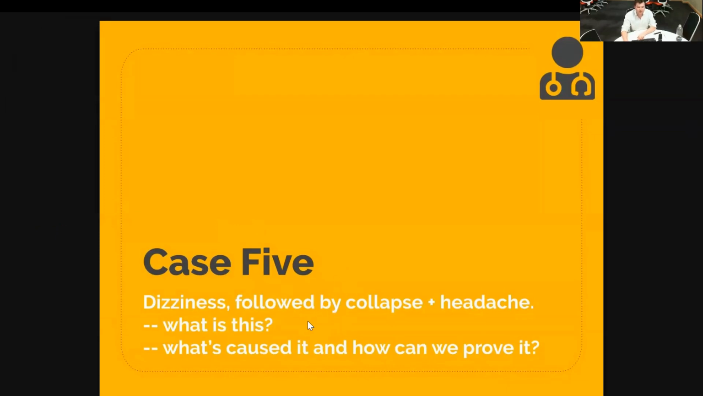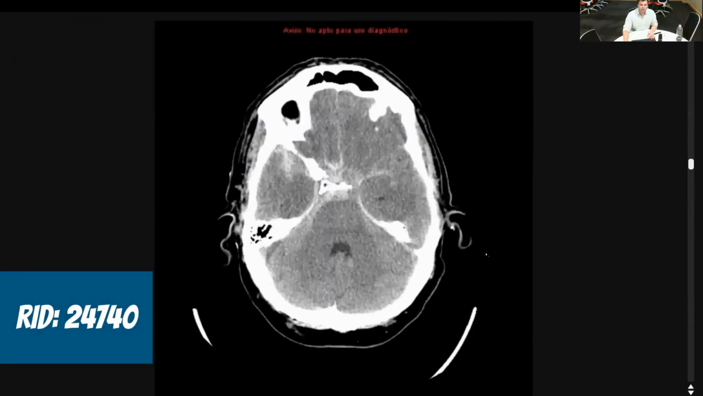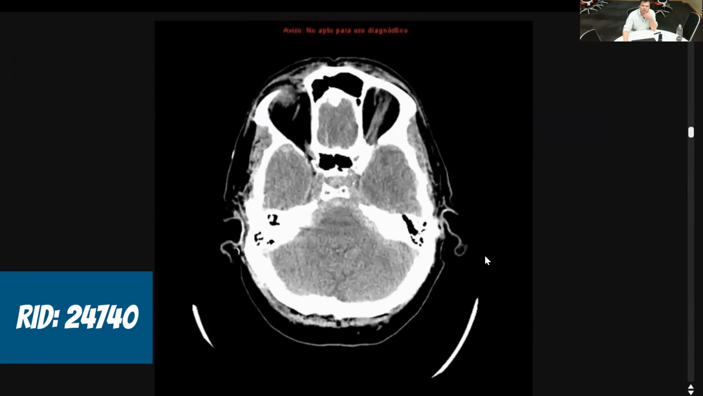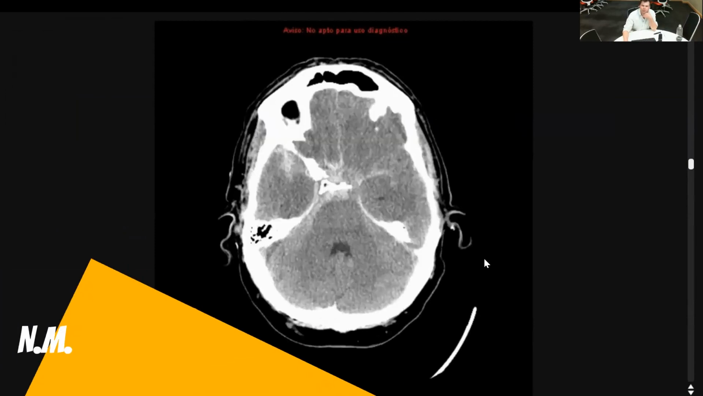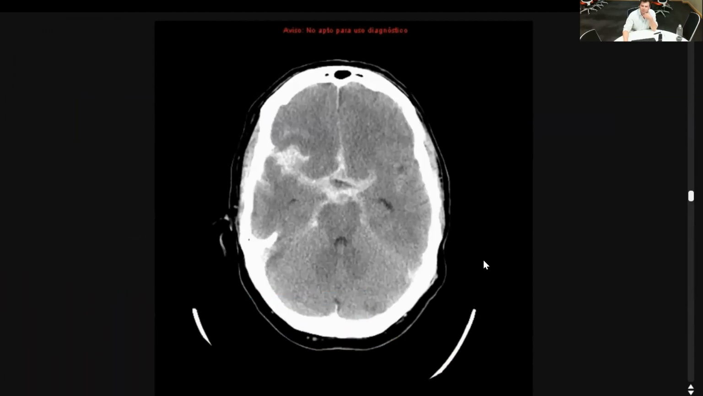So the question is, what is this? What's caused it and how can we prove it? So this patient with collapse and headache and reduced GCS. So what can you see there, Nathmi? So there's increased attenuation right frontotemporal areas that looks like fresh blood.